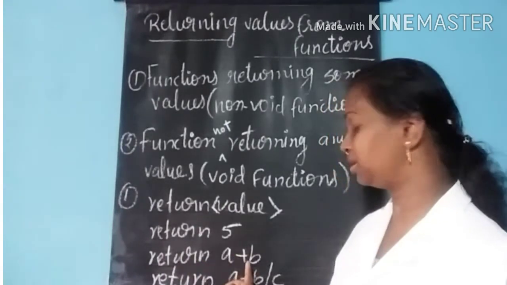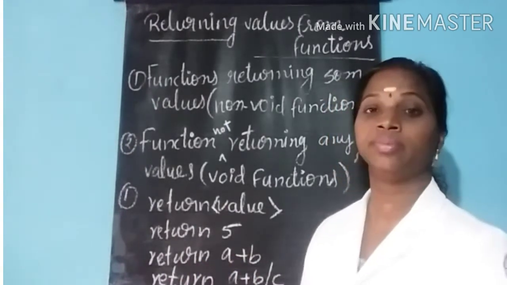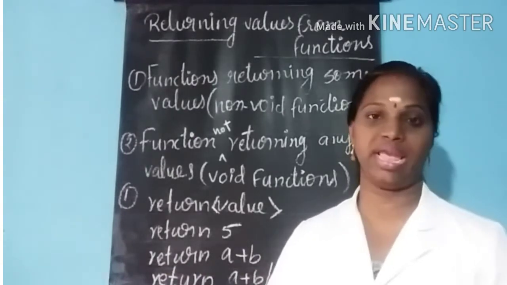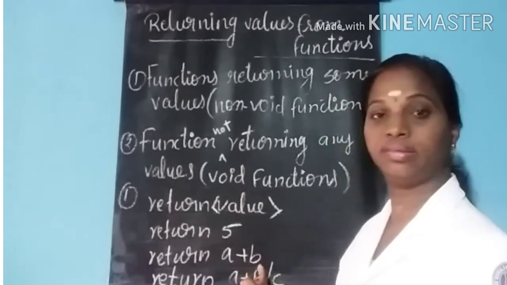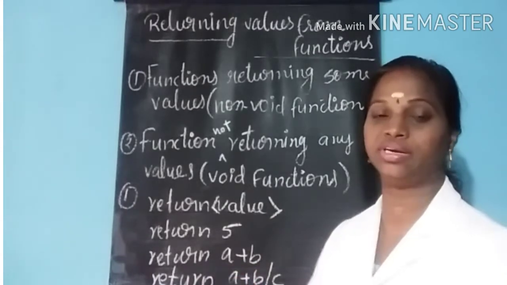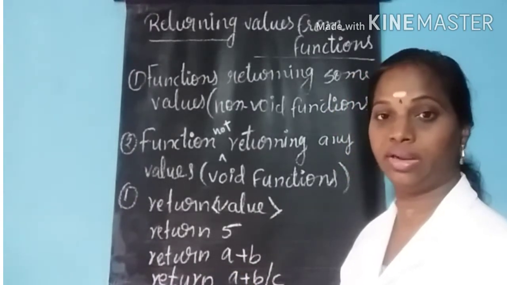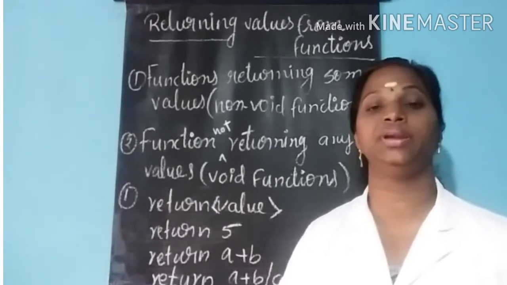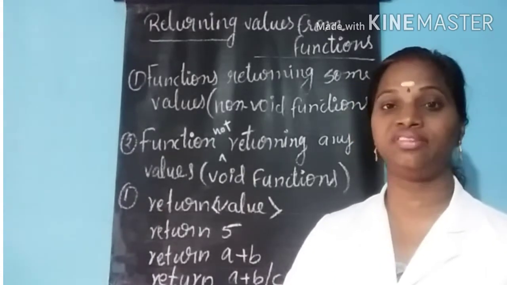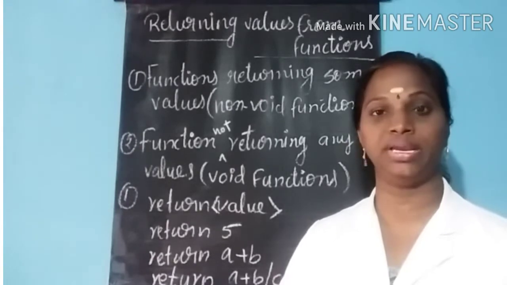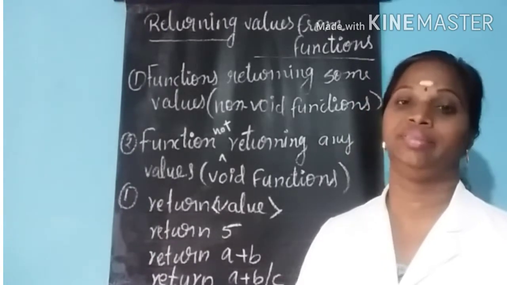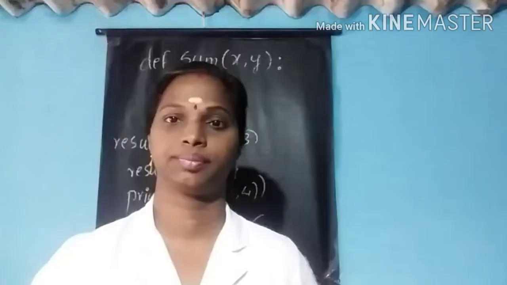Okay. Next one, return a plus b means here it accepts two variables a and b. Those two values are added and returned to the called function. Then return a plus b divided by c. These are the different types of return statements we are using in the Python program. Okay. Then I will give more examples.